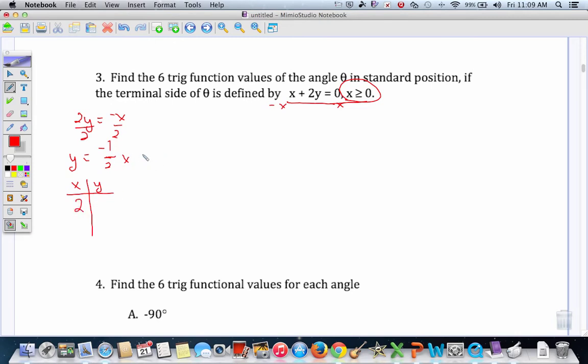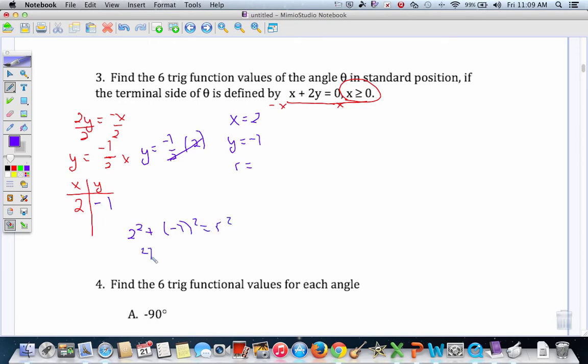Because I have a fraction here, I'm going to use the number 2. Because now, in this equation, y equals negative 1/2 times 2. That will give me a whole number for my y because the 2's will cancel and y will equal negative 1. So by finding that ordered pair, I now know that x is 2, y is negative 1, and I can use that to find my r.